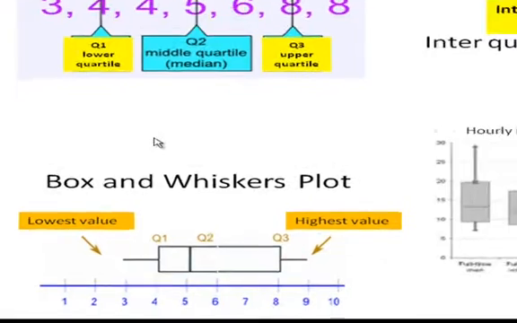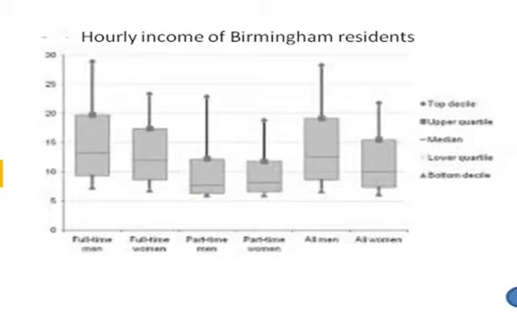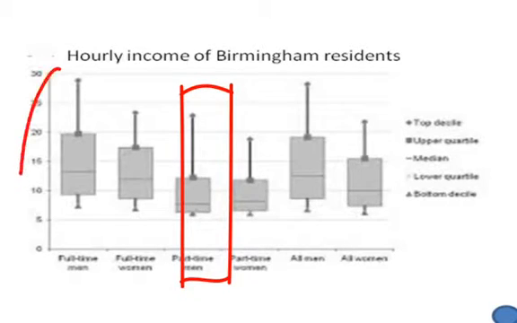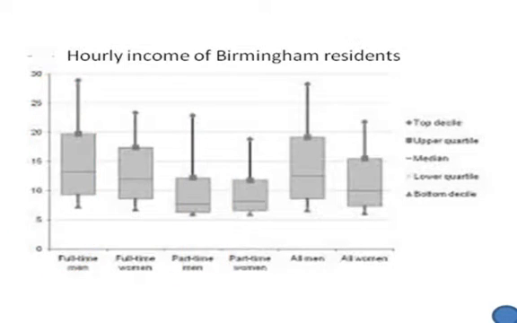If we look at this data showing the hourly income of Birmingham residents, you can see that the whiskers show us the range of the data. The boxes show us the middle 50%. So we can see, for example, part-time men's data is more squashed up than full-time men's income. And we can also see the median values.